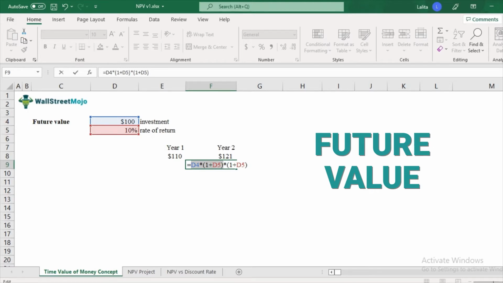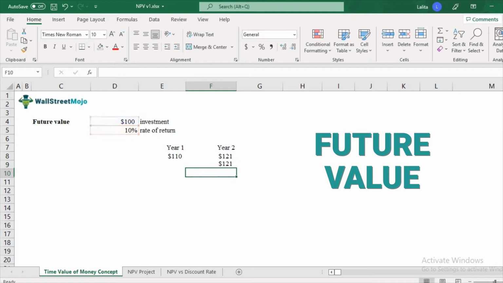But instead of writing this like this in Excel, you can always use the power of 2, right? Because we are writing it twice, so instead you can use this to the power of 2 and we should essentially get the same answer. So this is $121 at the end of second year.